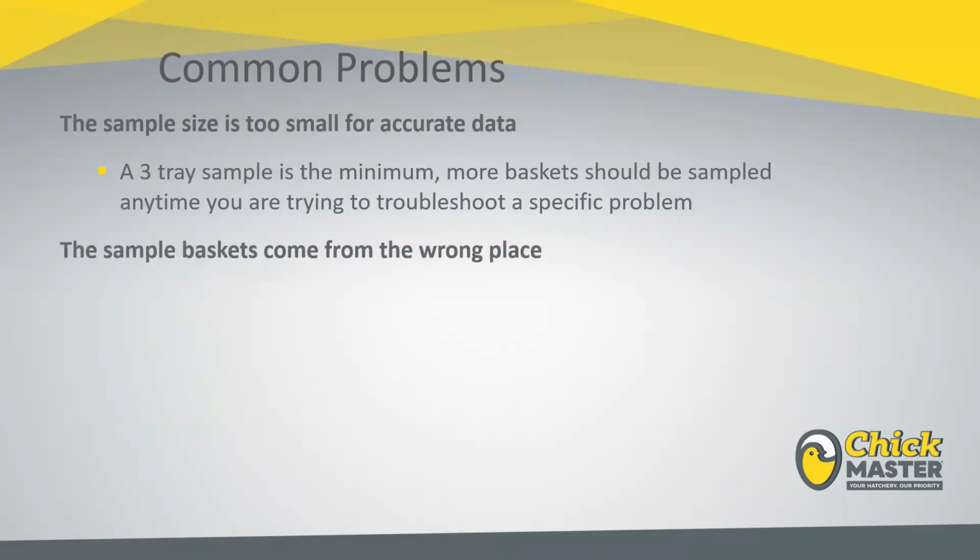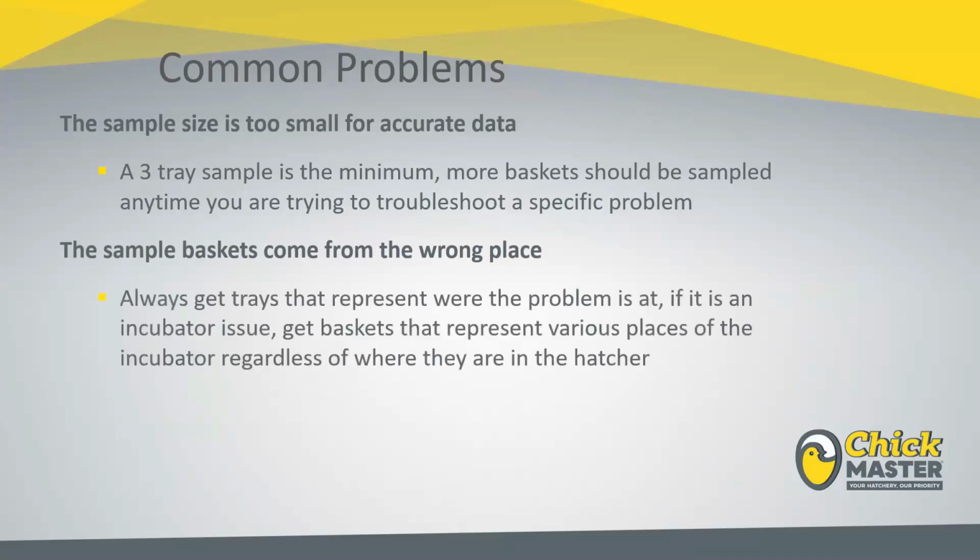So the sample baskets, another common problem is that they come from the wrong place. Like we talked about, always get trays that represent where the problem is at. If it's an incubator issue, get baskets that represent various places there, regardless of where they are in the hatcher.